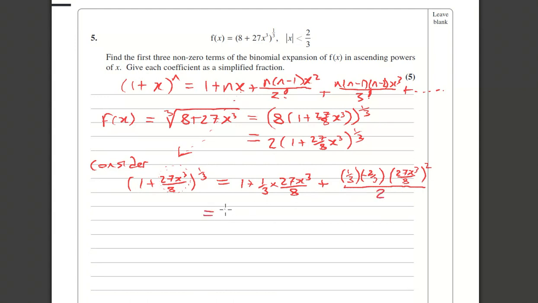Okay, let's see if I can get this right without a calculator. Apologies if I get this wrong. I will check it at the end. I think the 27 over 3 cancels to 9. So I think that first term is going to be 9x cubed over 8.